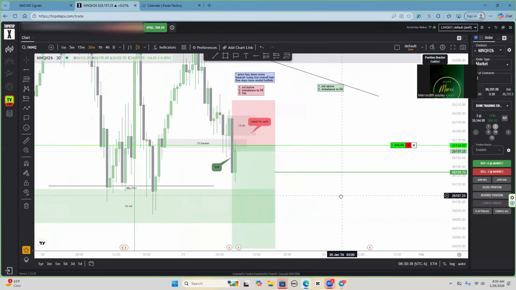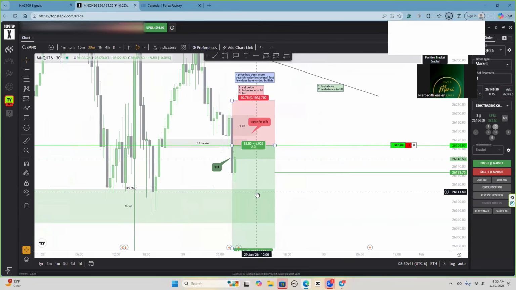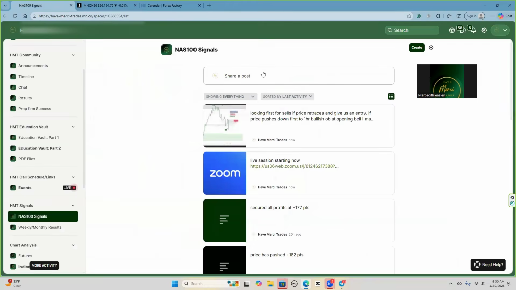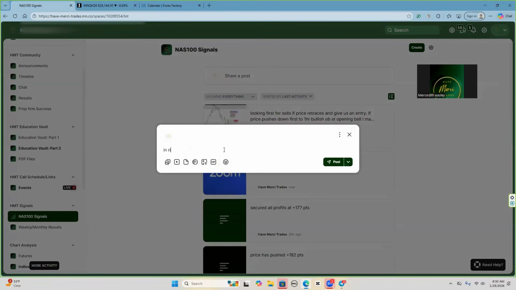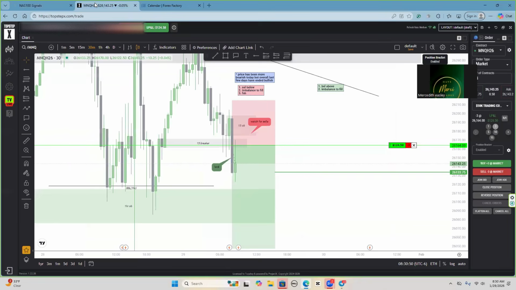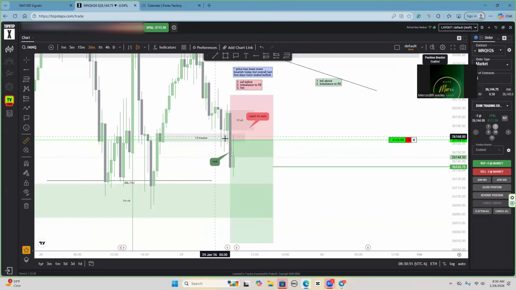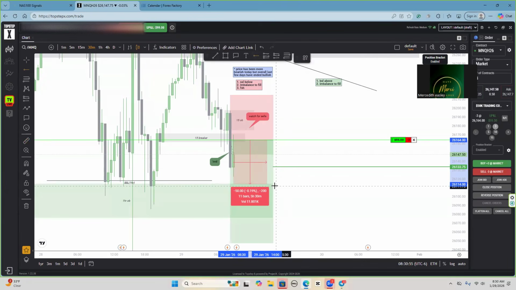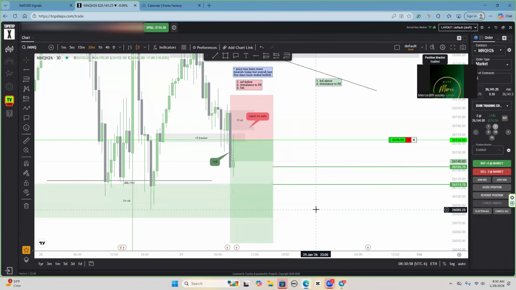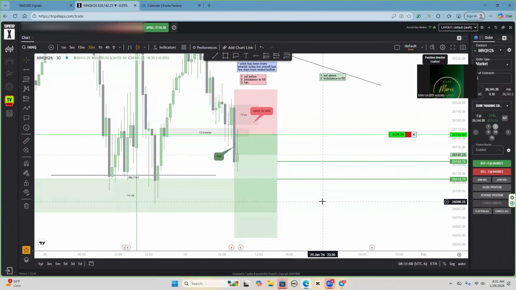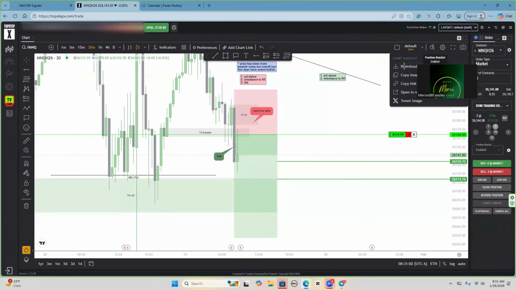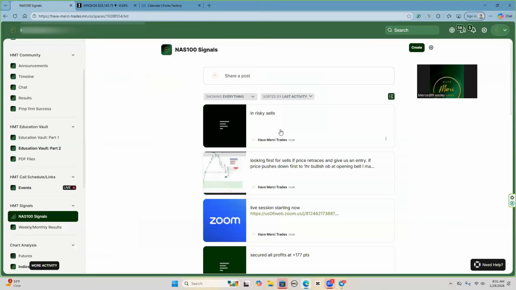All right, look at that. Well, what do you guys think? Can you say that I followed my plan this morning? All right, what do you think? Did I follow my plan this morning? All right, look at that, price is pushing down.